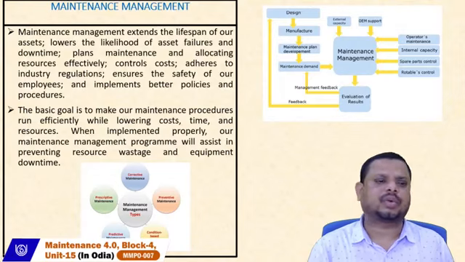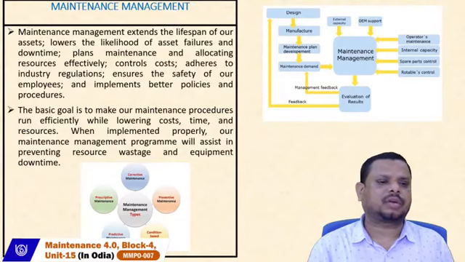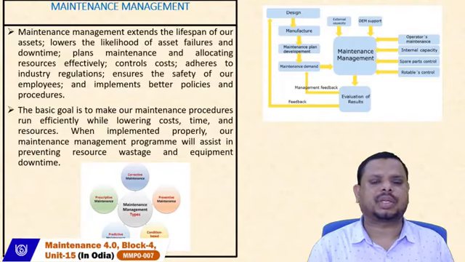The next important part is to ensure the safety of our employees. This is the most important part whenever you think about maintenance management. Safety precaution is the first and most important pillar of your maintenance management. If you take care of your employees, they will work dedicatedly to solve any kind of breakdown inside the organization. And the last important objective is to implement better policies and procedures.